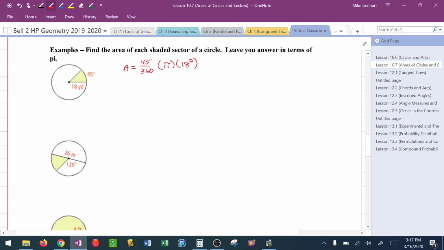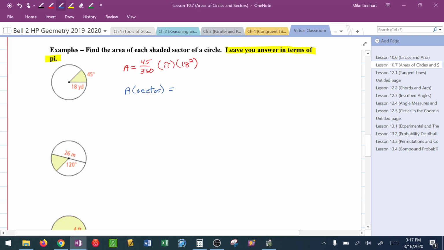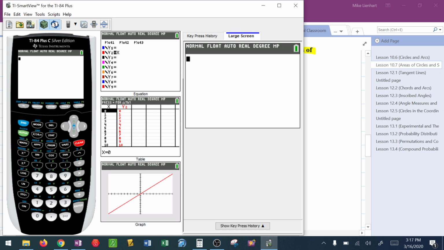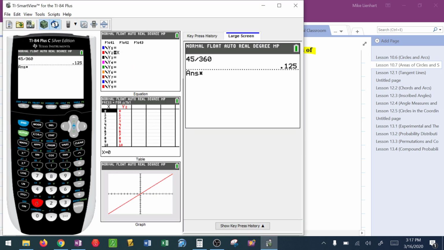Now, a graphing calculator can be a huge tool here, especially because they say leave my answer in terms of pi. So all I've got to do is figure out what the area of the sector is by crunching these numbers. So here we go. I'm going to grab my calculator. I've got 45 out of 360, 45 divided by 360, which would be 1/8, or 0.125. I'm going to multiply that times 18 squared, and I get 40.5, all right?